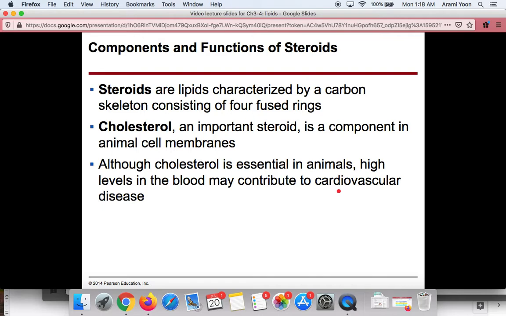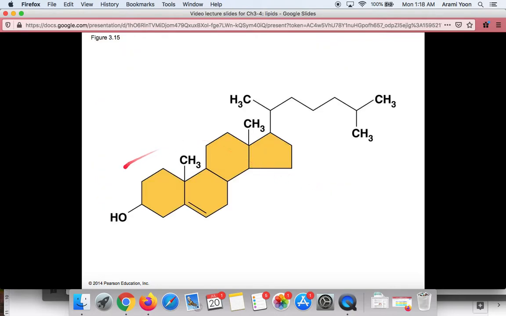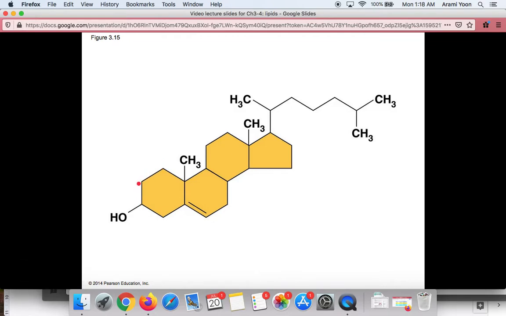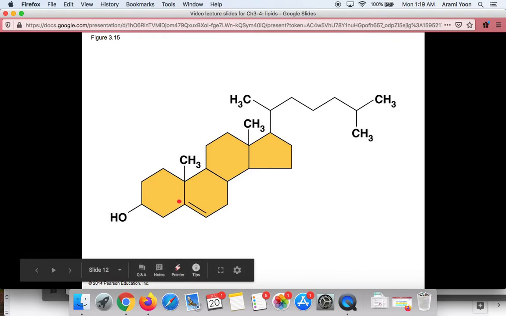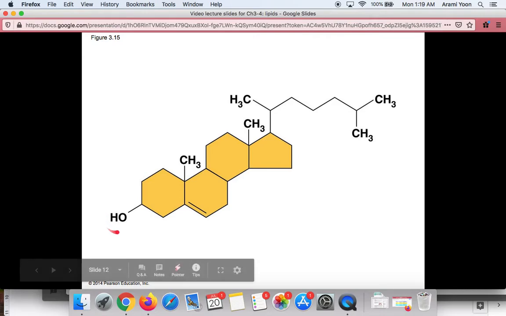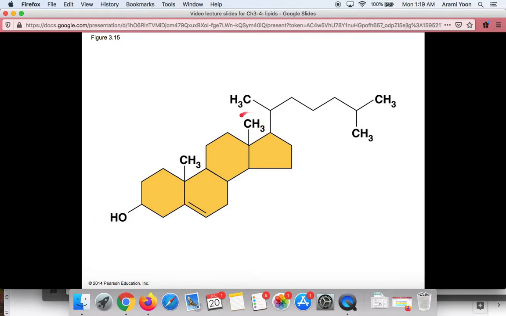Next, let's talk about steroids. So steroids are lipids that are also hydrocarbons, but the difference here is that the hydrocarbons are fused into ring structures. I want you to remember that when you see a structure like this, every vertex has a carbon, and it usually has a couple of invisible hydrogens. Here we have a carbon, here we have a carbon, this is a double bond. And then you can see there's a methyl group sticking out here, there's a hydroxyl group sticking out here, here's another methyl group, and then over here we have a hydrocarbon chain.